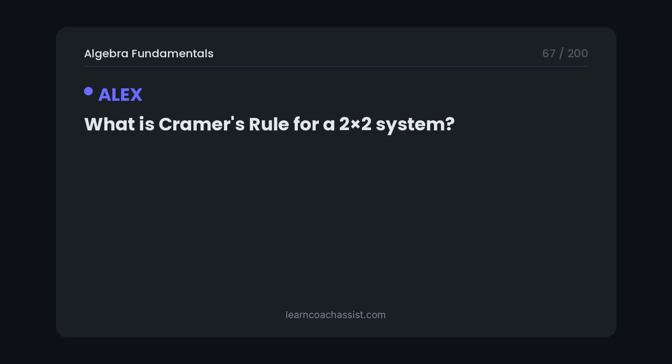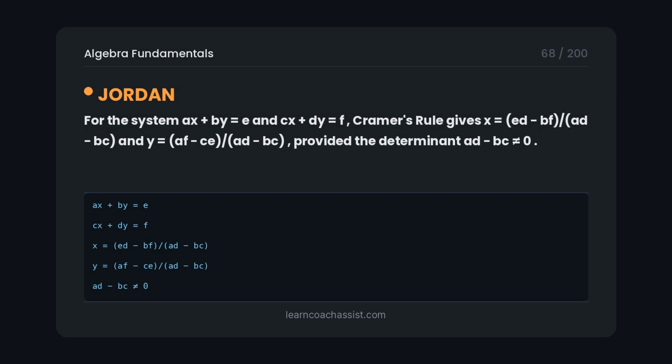What is Cramer's rule for a 2 by 2 system? For the system ax + by = e and cx + dy = f, Cramer's rule gives x = (ed − bf)/(ad − bc) and y = (af − ce)/(ad − bc), provided the determinant ad − bc is not equal to 0.